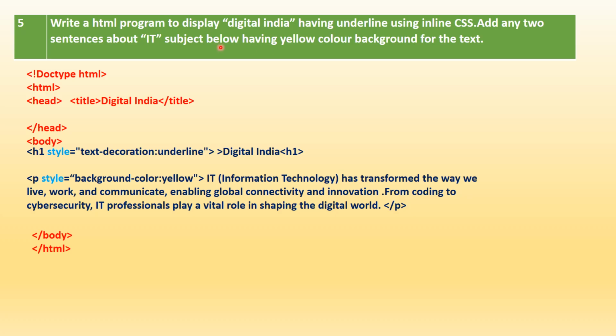In the paragraph, you should have a yellow color background for the text. So P style equal to background color yellow. This is how we will write an inline CSS.